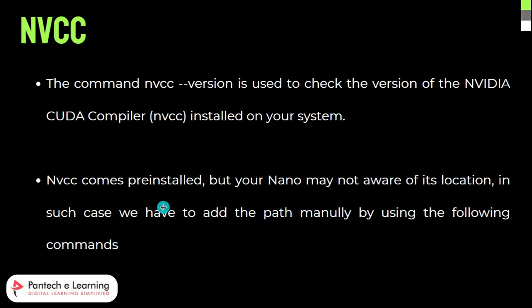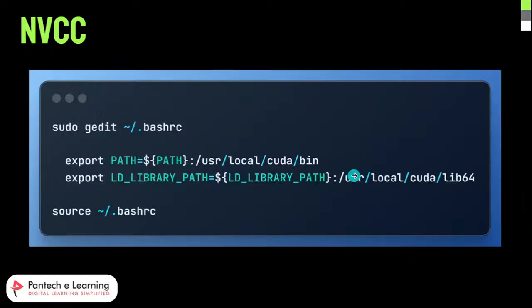If you run this, you should get the NVIDIA version. But the problem is sometimes it will be recognized and sometimes it may not. Actually, NVCC comes pre-installed in your Jetson, but your Jetson Nano may not be aware of its location. In such a case, we have to add the path manually using the following commands. You have to use gedit, which is something like a notepad, and open bashrc. Let me repeat these paths, and please follow what I am doing.